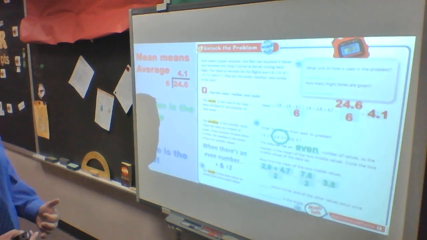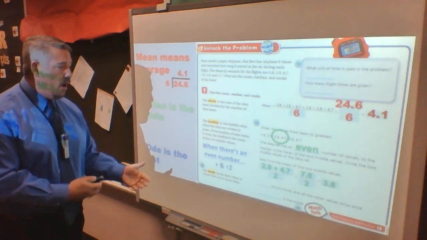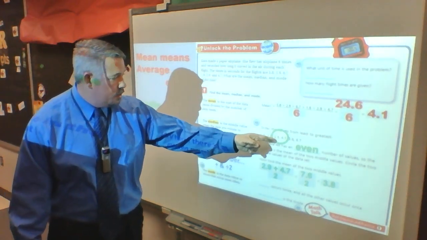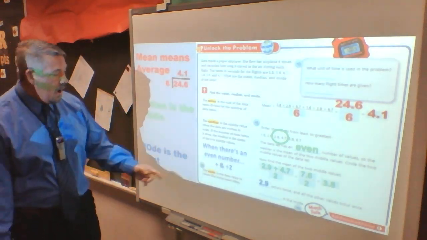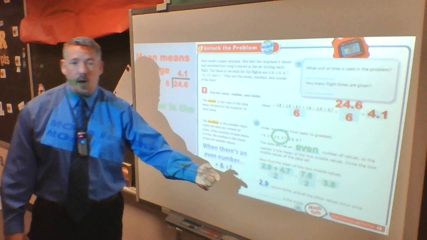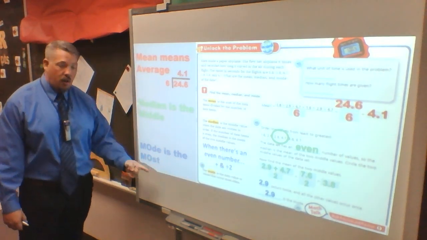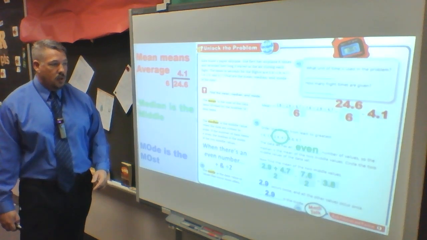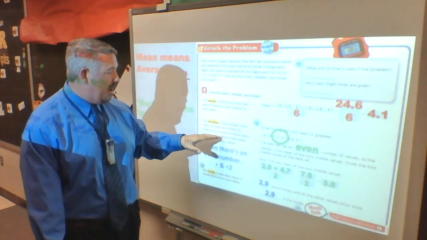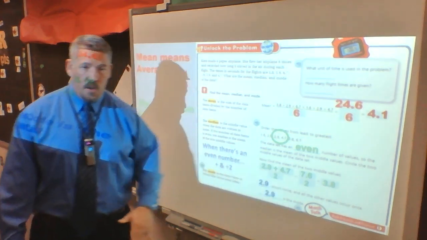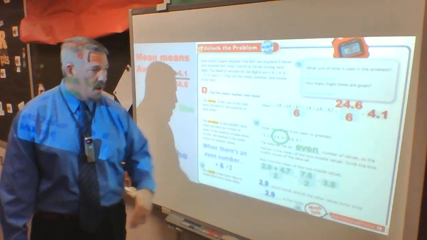Then when I look at my mode, there was only one number that was mentioned more than one time. I have a 2.9 and a 2.9 that are side by side. And since there are two of them there, I know that it occurs twice, so it has to be my mode, the one that is there the most often. So I have a mean of 4.1, a median of 3.8, and I have a mode, the one that is repeated the most, as 2.9.